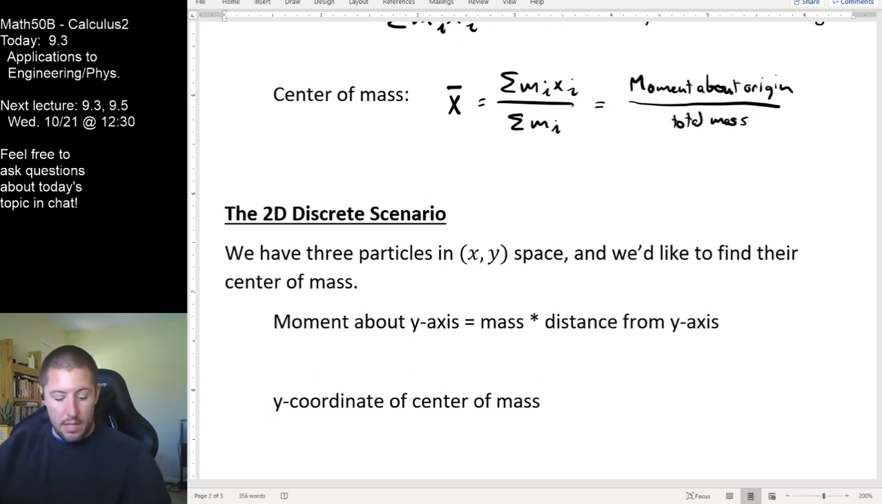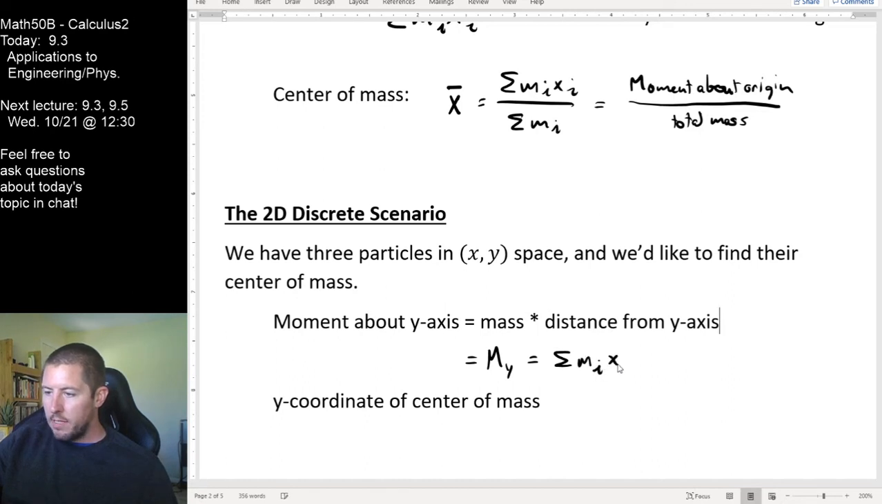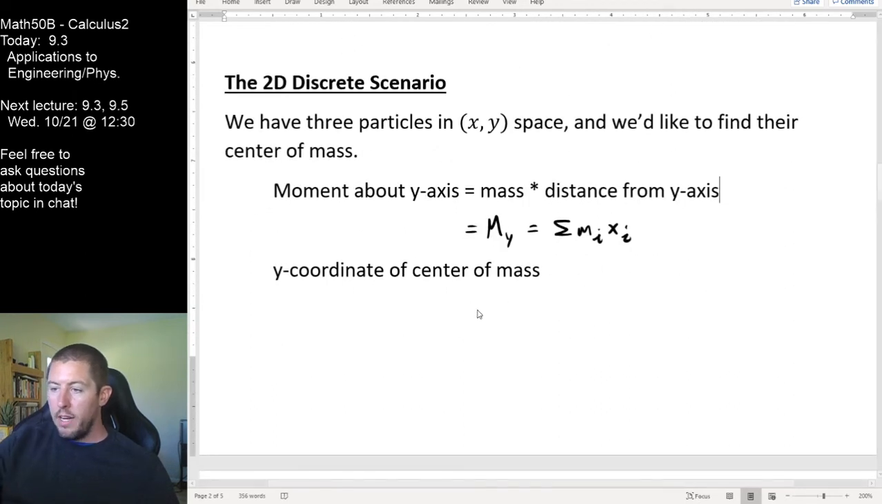And notice that in this case right here, we're going to denote this m sub y. It's our moment about the y-axis. But notice that the distance from the y-axis is x. X is how far you are from the y-axis, right? So this is going to be the sum of m sub i, x sub i right here. It's our x distances, because that's the distance from the y-axis, times our masses right there. And therefore, if we are looking for our y coordinate of the center of mass, we'll call that guy y bar.